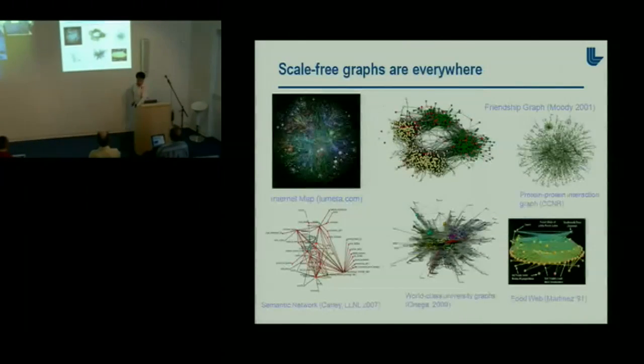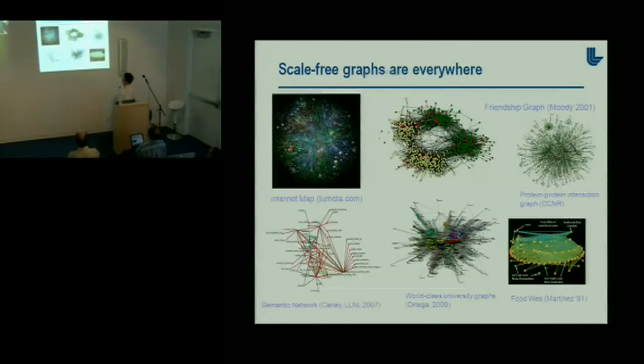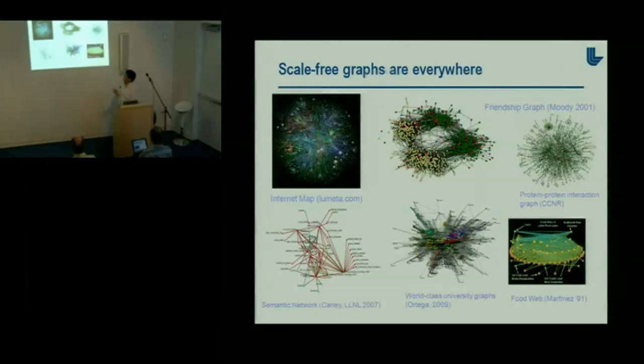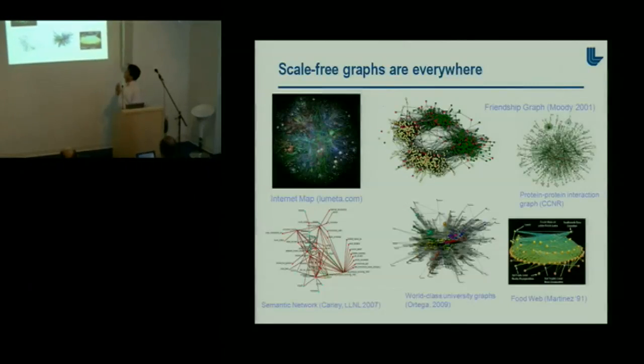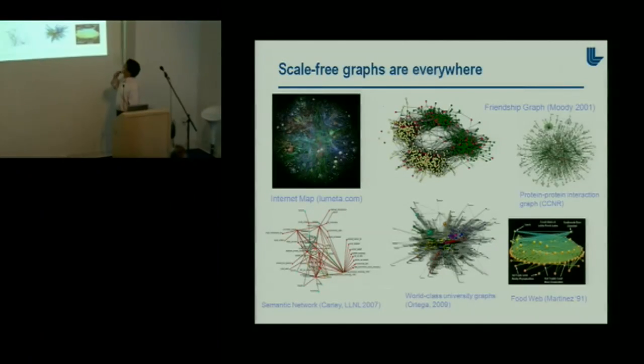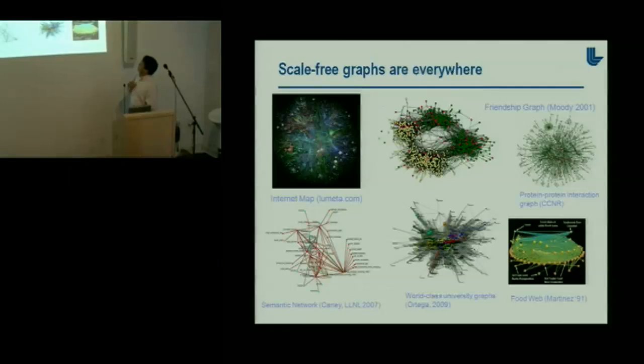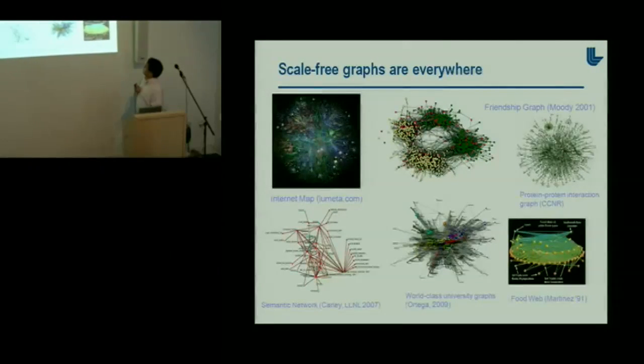So scale-free graphs are everywhere. There are a lot of them. The most common ones are internet graphs or web graphs, or social networks like the friendship graph or citation networks. And some of the graphs are being used in bioinformatics, like a protein-protein interaction graph.